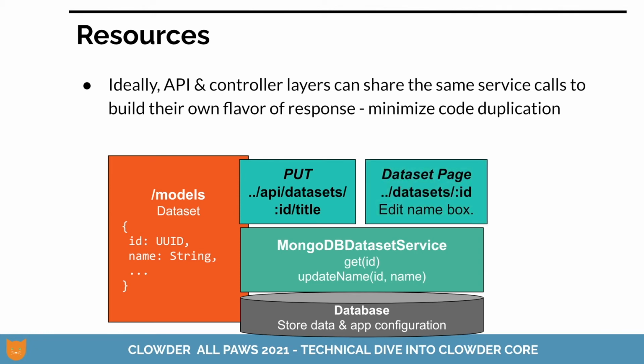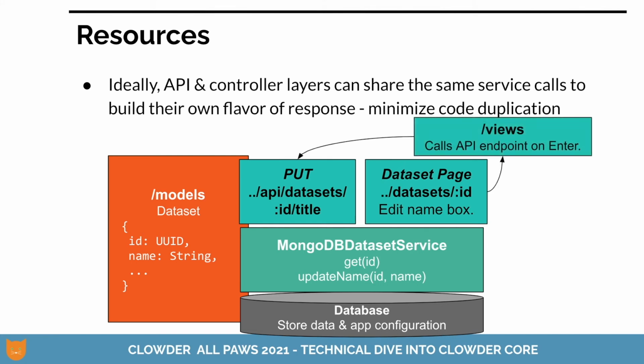And on the GUI, we can use that same API endpoint when you view a dataset and you click that edit button next to the name box. It'll make that put call to the API, which will call the dataset service, and basically leverage the same code.